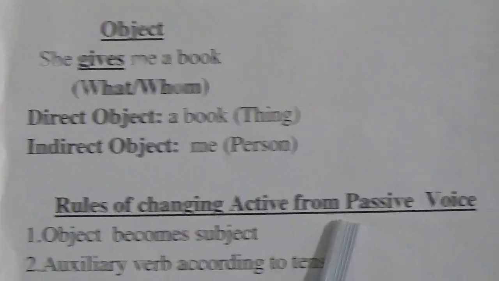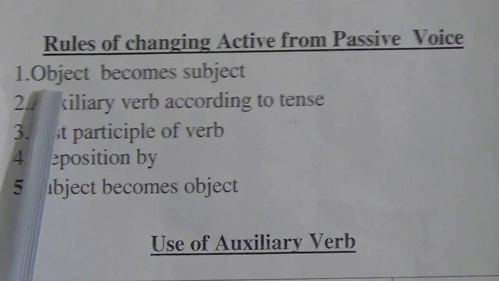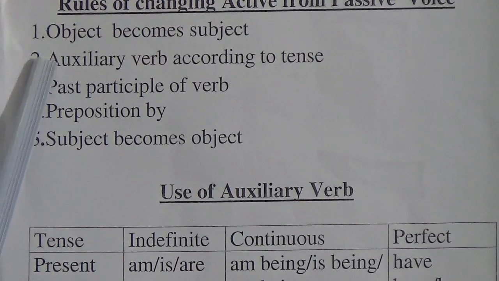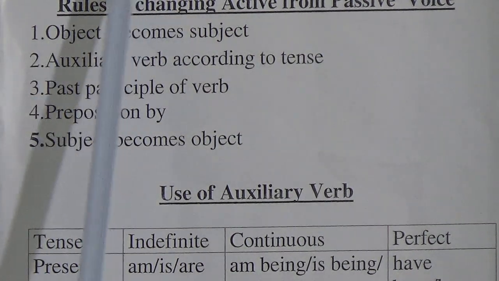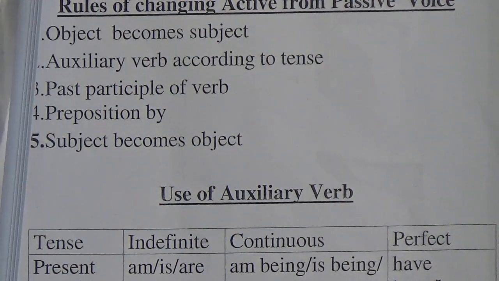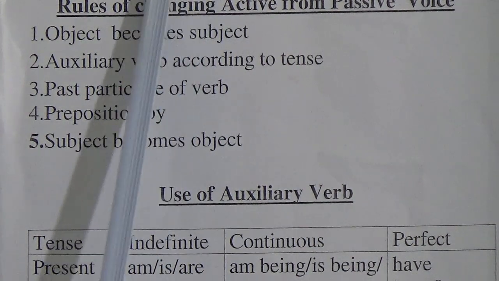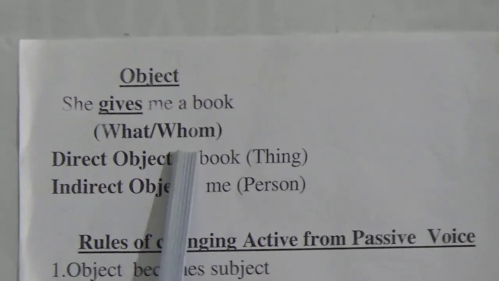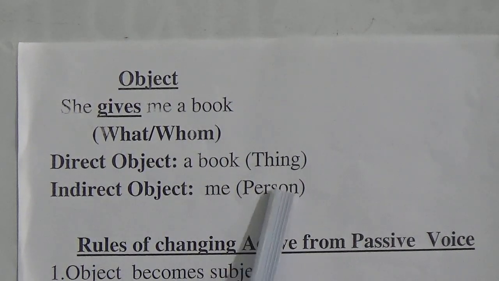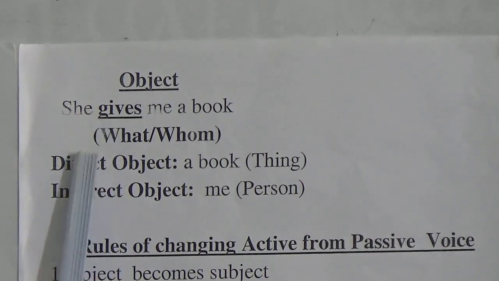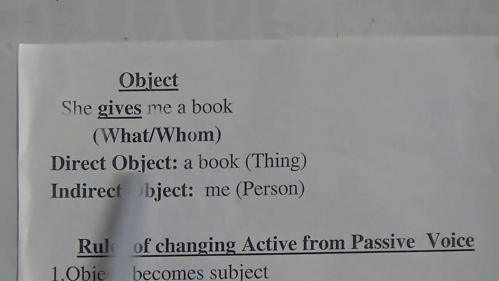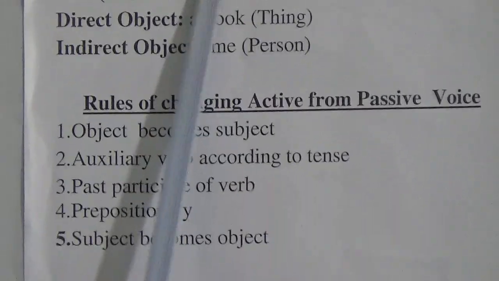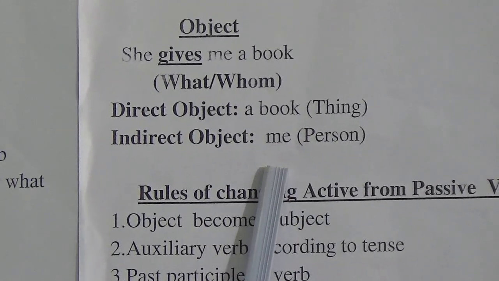Rules of changing active to passive voice. Number one, object becomes subject. So we should know what is an object. Look at the example very carefully: She gives me a book. If we ask a question to the verb of the subject with what and whom, we will get the object. What does she give? A book. Whom does she give? Me. So here a book is an object and me is an object.